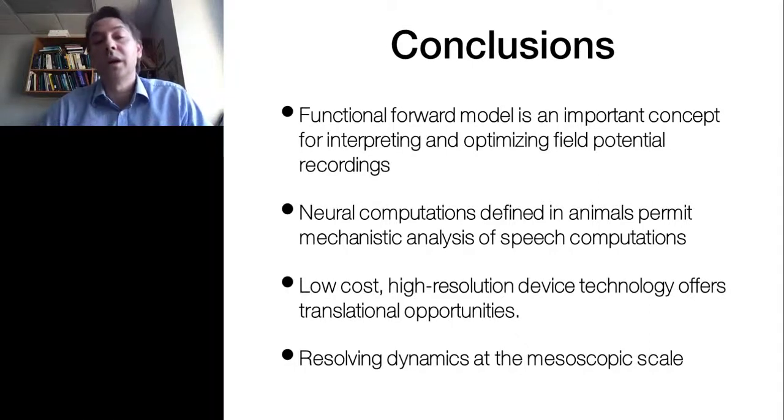So in conclusion, I've told you about how field potentials can be used to interpret and understand the organization of brain activity, and the functional forward model is a very important concept for this because it allows us to interpret the selectivity in the signals and how we use them to understand neural computations.